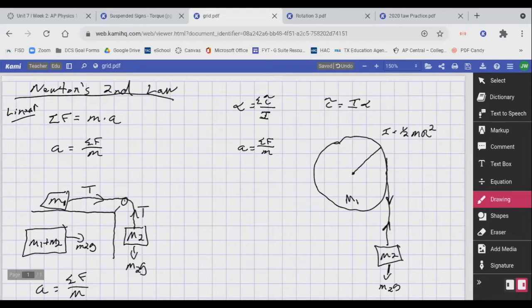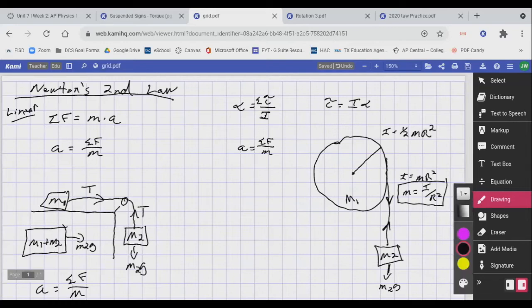Because of the spin, we must look at the effective mass of this disk. I brought up that term earlier, but I haven't fully defined it for you. Generically speaking, I equals mr squared. So that means mass would equal I over r squared. This is your effective mass. I over r squared is your effective mass. Now, the only force acting on this system is M2G.